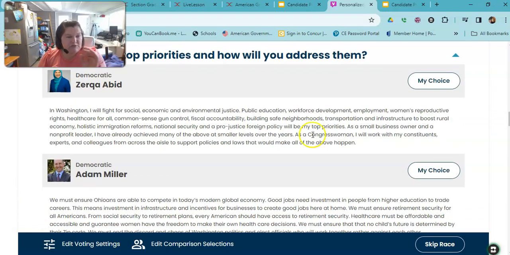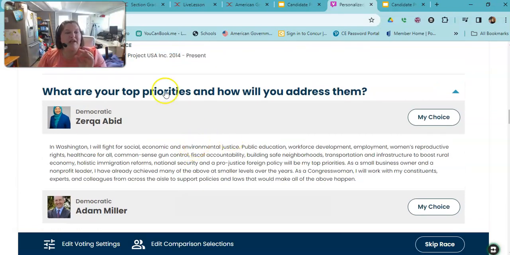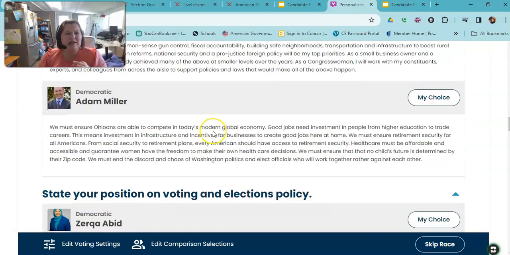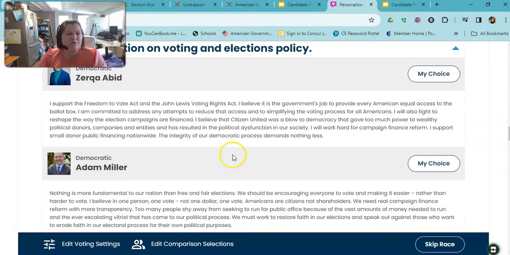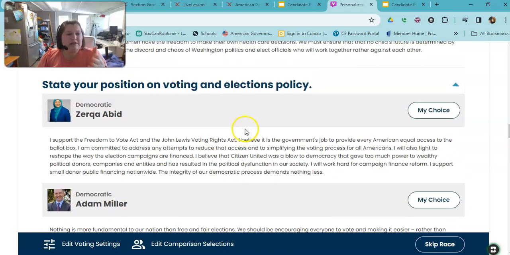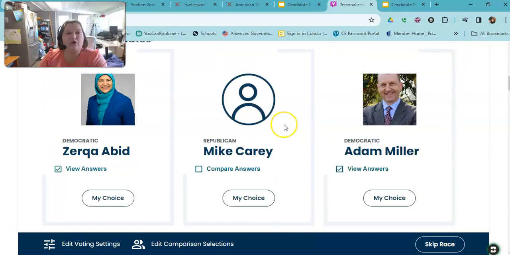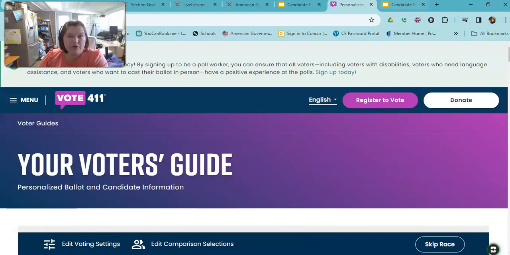But this is what I really like. It has questions that are asked and then the candidates fill out. So you can actually go through and compare the two. You can see if they line up with your personal values, so this is really awesome. This would be a way that you figure out who you're going to pick.